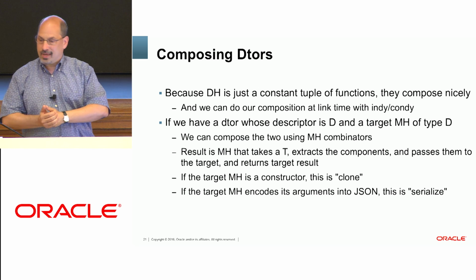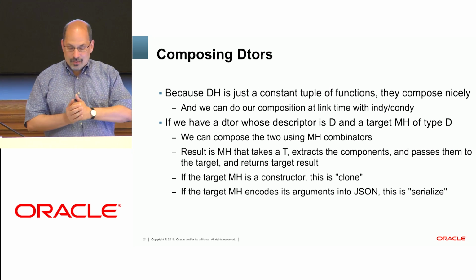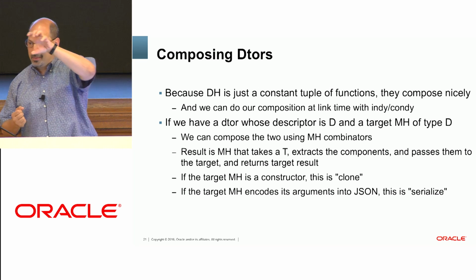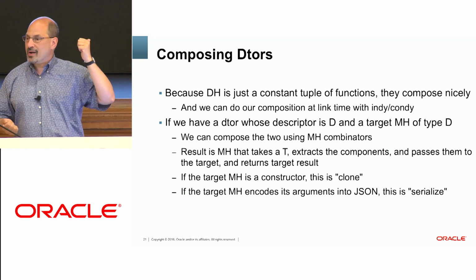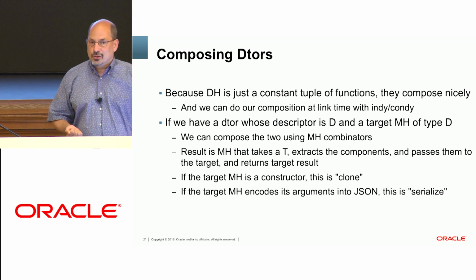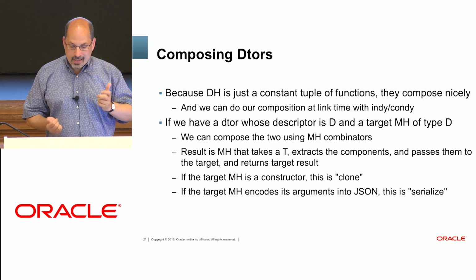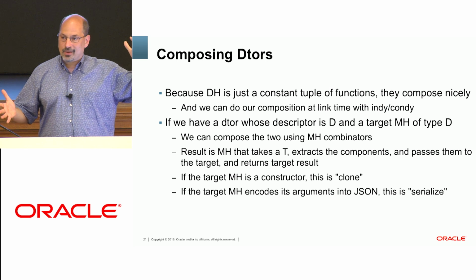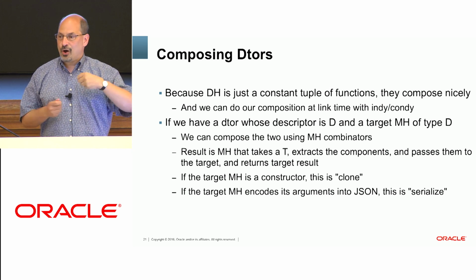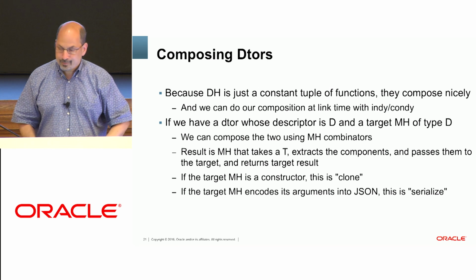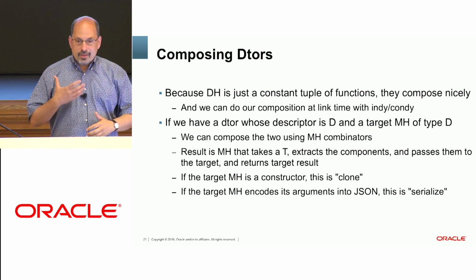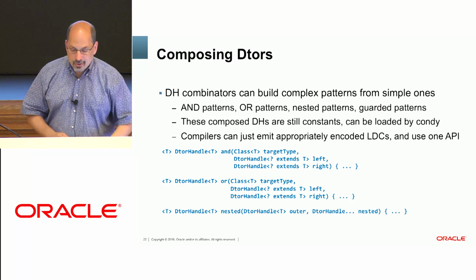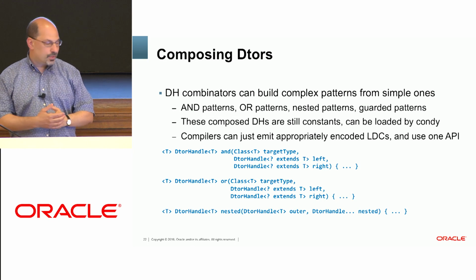I can compose these two things using method handle combinators, and the result is a method handle that takes a T, extracts the components, passes them to the other method handle, and returns whatever that second method handle returned. So if that second method handle were a constructor, then this is my clone operation. And if that second method handle was something that encoded it to a string, this would be a serializer. So the deconstructors compose nicely with other method handles. They also compose nicely with other deconstructors.